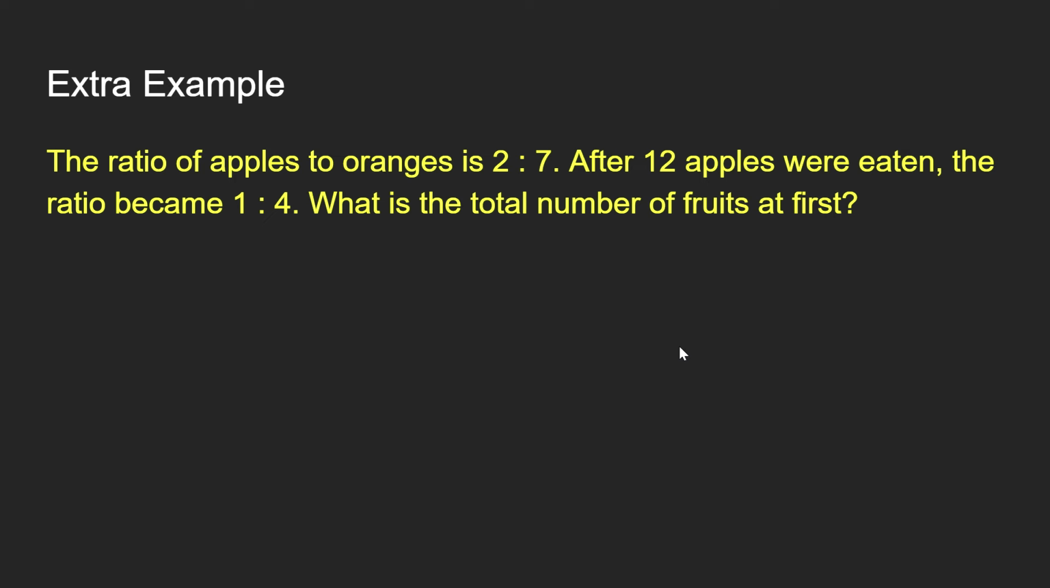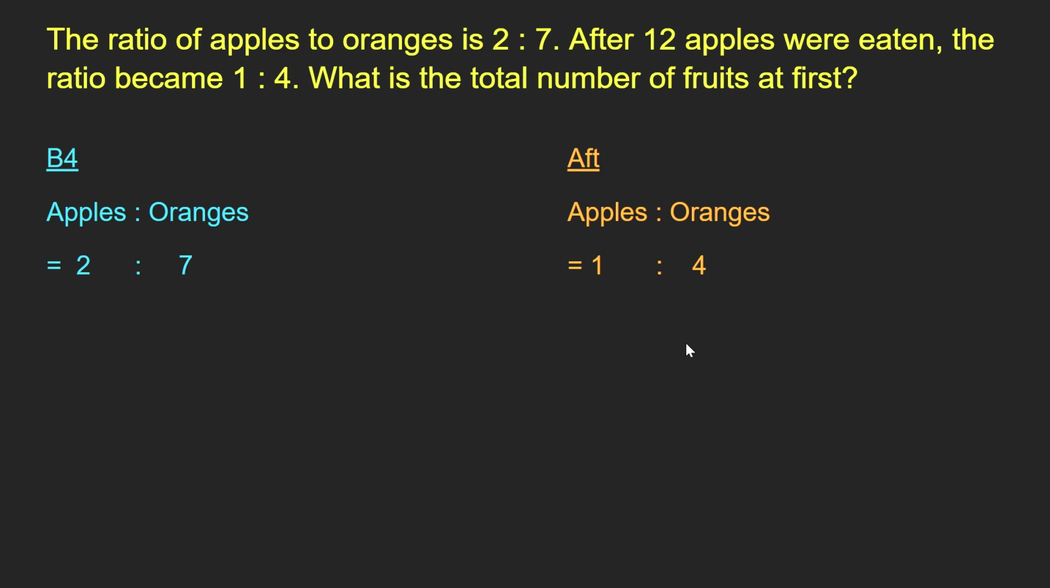So let's take another example to help you reinforce the concept. So the ratio of apples to oranges is 2:7. After 12 apples were eaten, the ratio became 1:4. So what is the total number of fruits at first? So again, we can see that our information tells us that only the apples change. So this numerical value is actually equal to this numerical value.